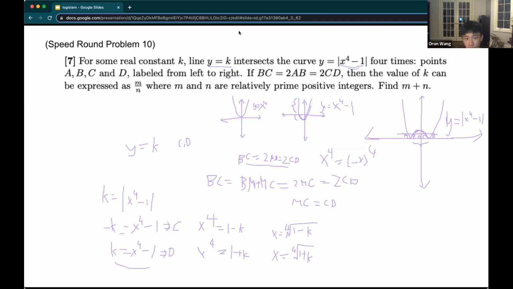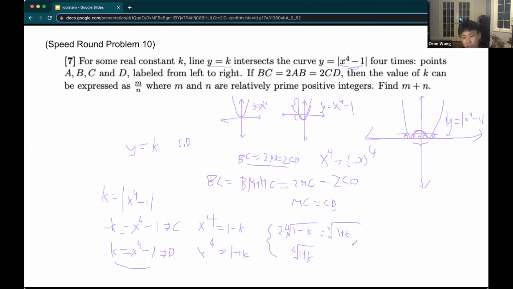Now we have that these two are the x coordinates of points C and D, and we have that MC equals CD, and the x coordinate of point M is 0. So that means the x coordinate of point D is 2 times the x coordinate of point C. In other words, 2 times this equals this.